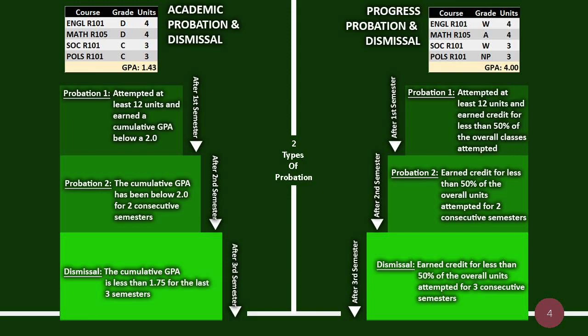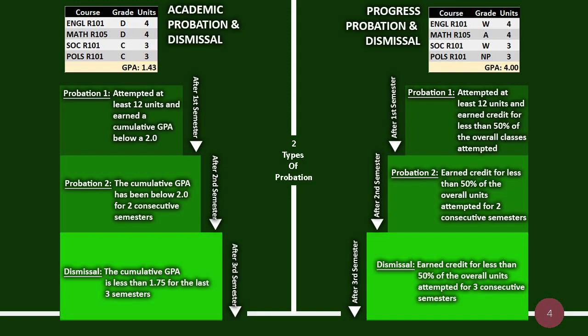The next semester, Peter performs the same and earns similar grades. Now that Peter has not met the cumulative GPA requirement of 2.0 or higher 2 semesters in a row, he will be placed on academic probation 2. A third semester goes by and he performs the same. Now Peter will be placed on academic dismissal.